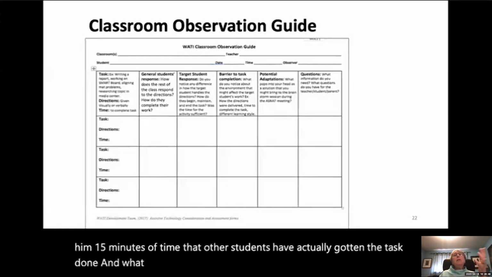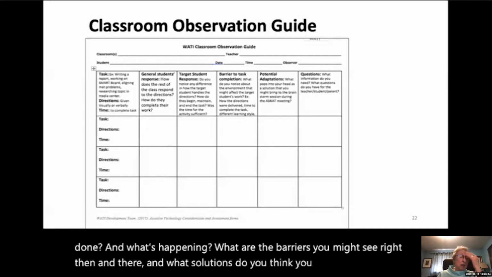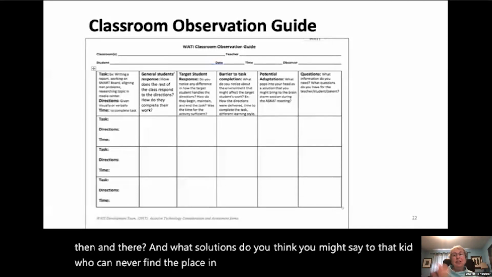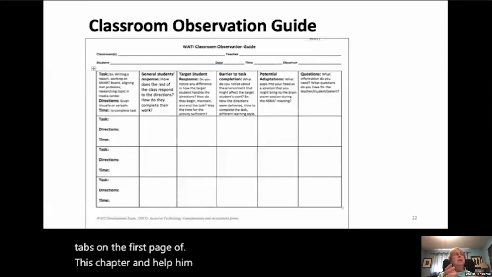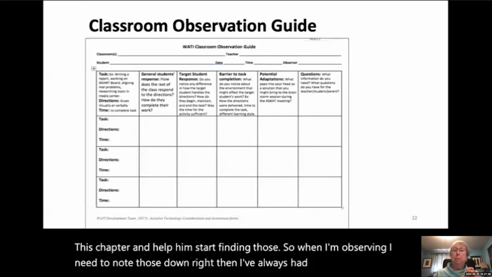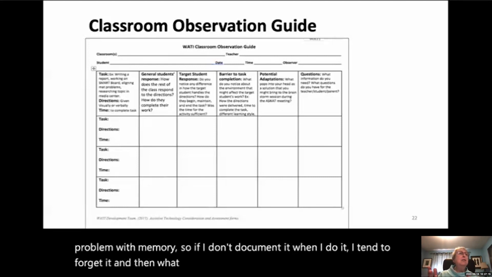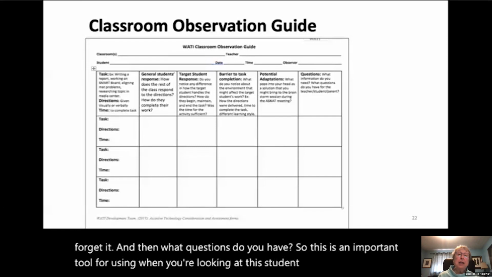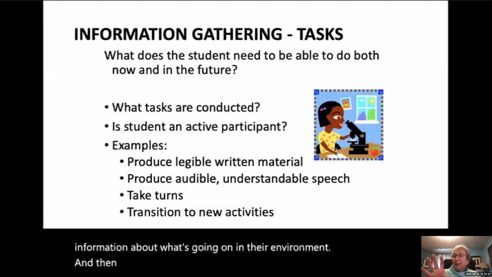And what's happening? What are the barriers you might see right then and there? And what solutions do you think? You might say to that kid who can never find the place in the textbook, let's just put some sticky tabs on the first page of each chapter and help him start finding those. So when I'm observing, I need to note those down right then. I've always had a little bit of a problem with memory. So if I don't document it when I do it, I tend to forget it. And then what questions do you have? So this is an important tool for using when you're looking at this student and gathering information about what's going on in their environment. And then one last look at those tasks before we start thinking about tools.